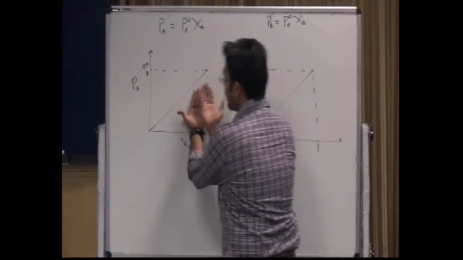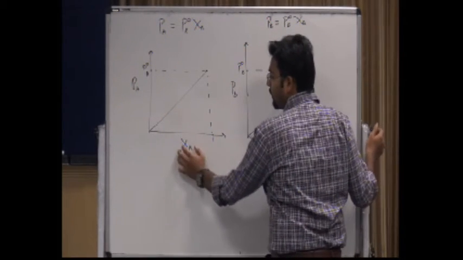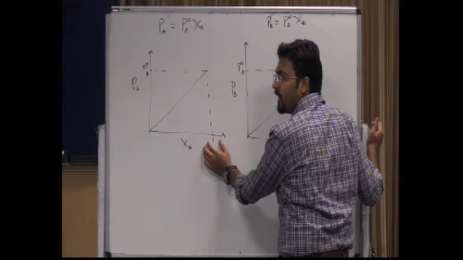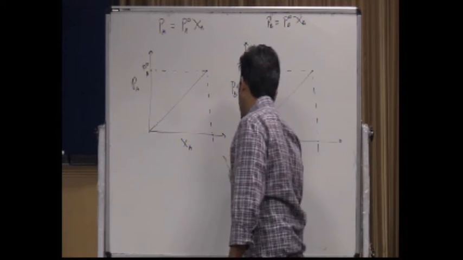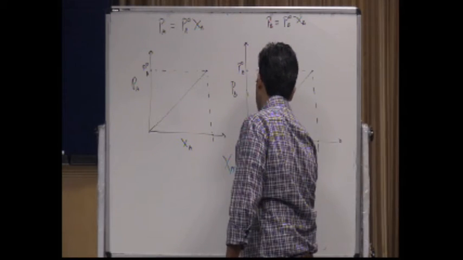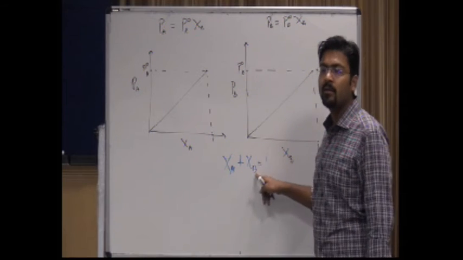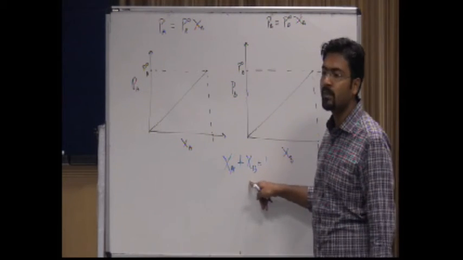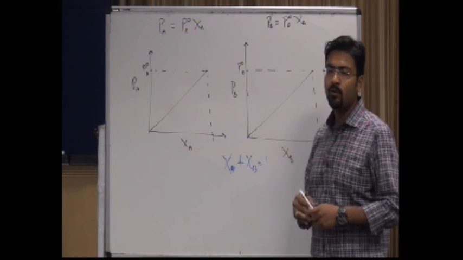I cannot coincide the axis just like that, because the moment the mole fraction of A is 1, the mole fraction of B is 0, because the two are related through a linear equation: XA plus XB is equal to 1. So when one increases, the other decreases. When it is 1, the other will be 0. Which means that these two graphs will not coincide just like that.